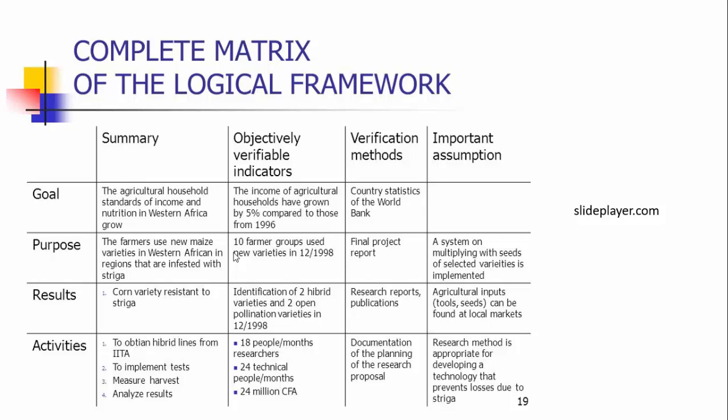Now, the indicator for this one, the income of agricultural households, is linked to the overall goal. So for us to know whether the agricultural household standards of income has grown, we need to look at this indicator, and this is where, when we are doing the field activities, we'll be collecting data in relation to this indicator. So that is why the LFA is so important to us.